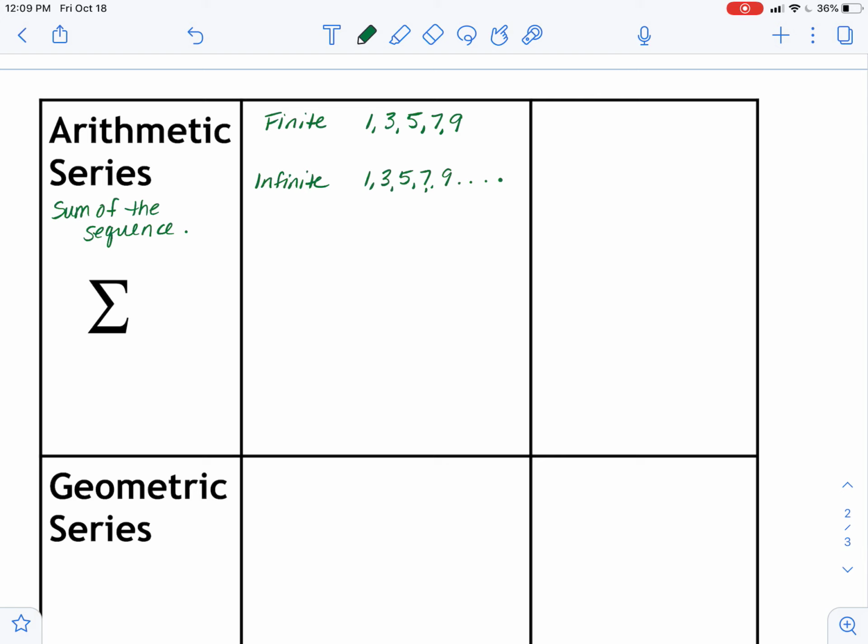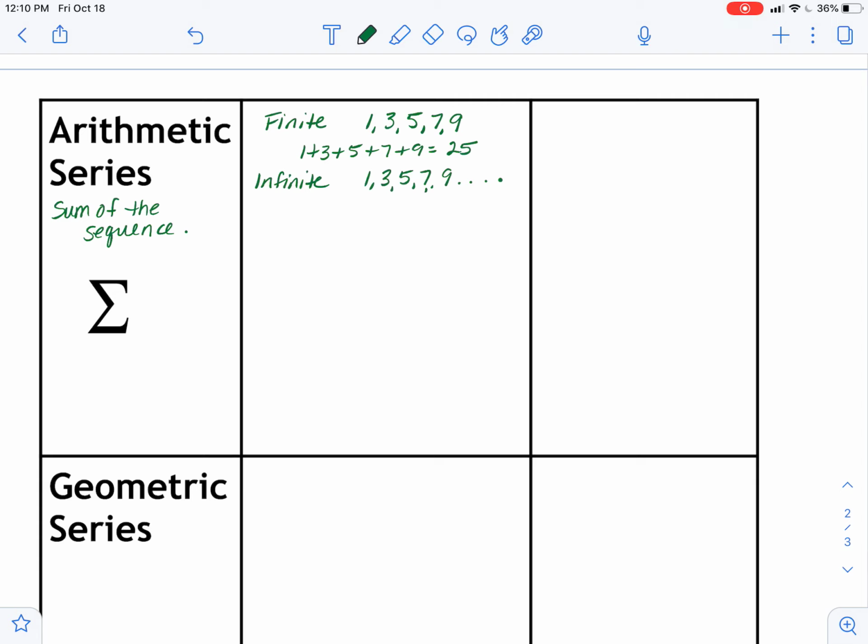So if I wanted the sum of the finite set, I would need to take 1 plus 3 plus 5 plus 7 plus 9 and then add those up. What's that going to give me? 25. Now, that's not a very long series, so it's not that big of a deal. But if your sequence was longer and you were trying to find the sum, it would take you longer, or if your numbers were a lot bigger, then that would also be the case.